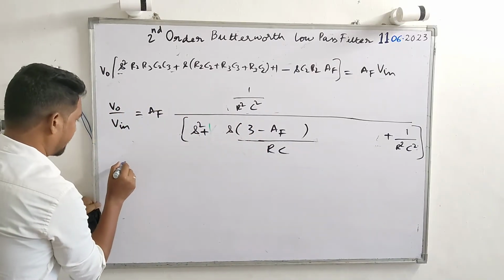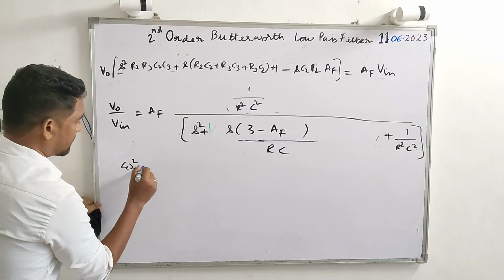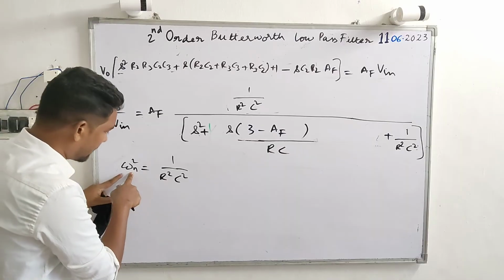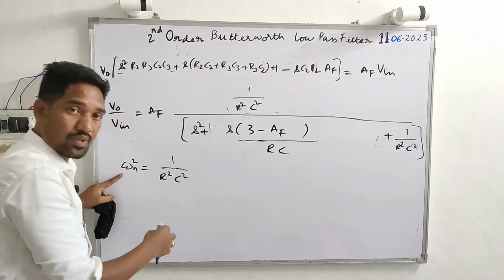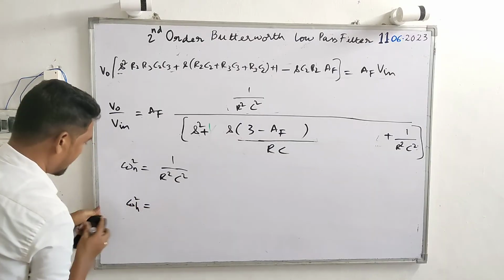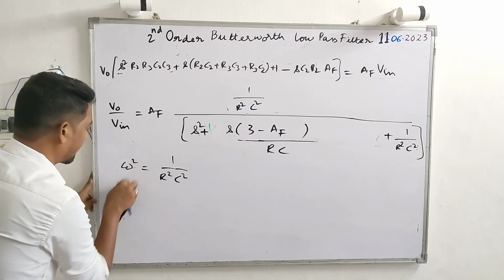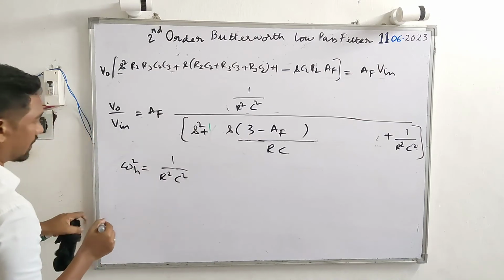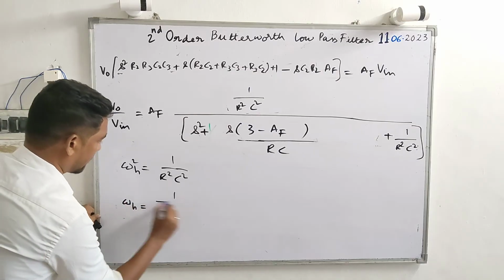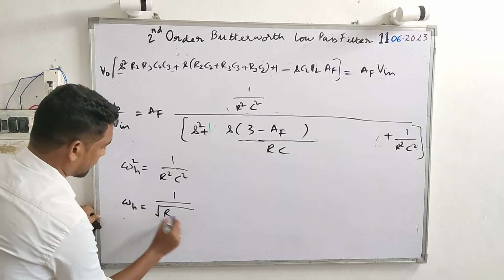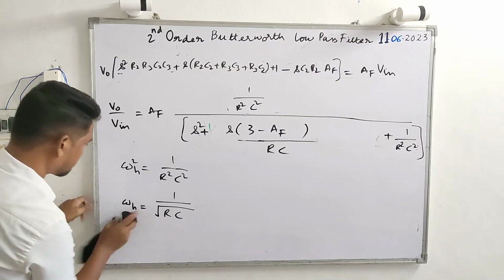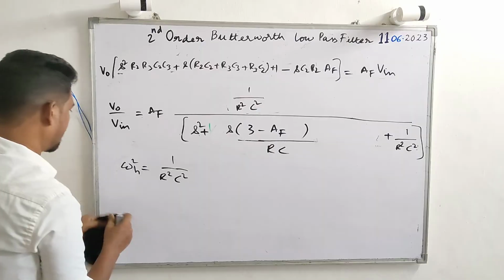All right, what do we have? Omega n square, which is equal to 1 upon R square C square. So natural frequency omega n is the higher cutoff frequency omega h of the filter. It's omega n, which is nothing but the cutoff frequency omega h, and from this one we have omega h equal to 1 upon RC.